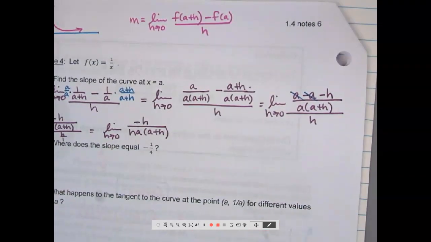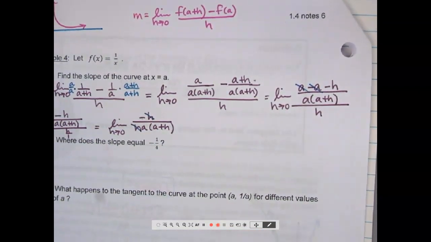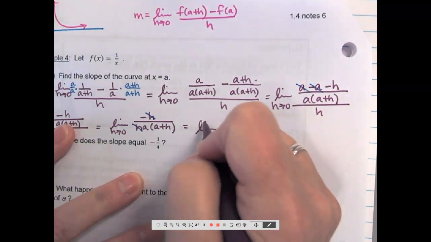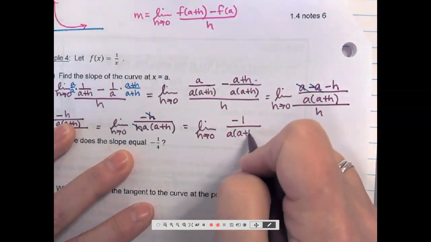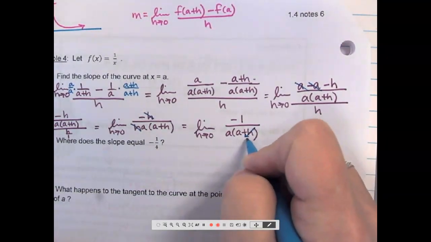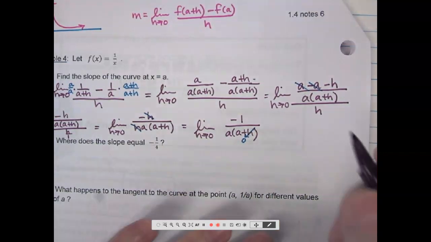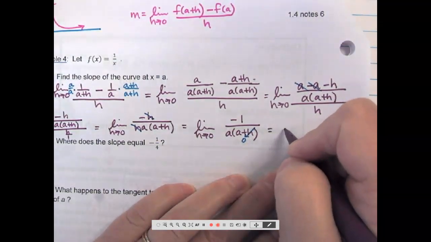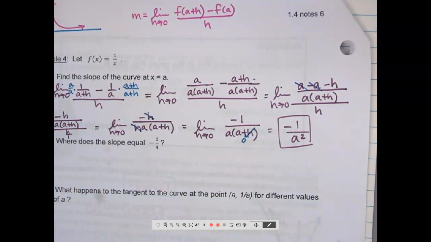Okay, finally, I'm going to get rid of this h here. It's a common factor. I can cancel it. Okay, so what's left? The limit as h approaches 0 of negative 1 over a times a plus h. Can I finally just say h is 0? Yes, because if I say that's 0, then a plus 0 is just a, times a is a squared, so I get negative 1 over a squared. Whew. We had to work for that one.